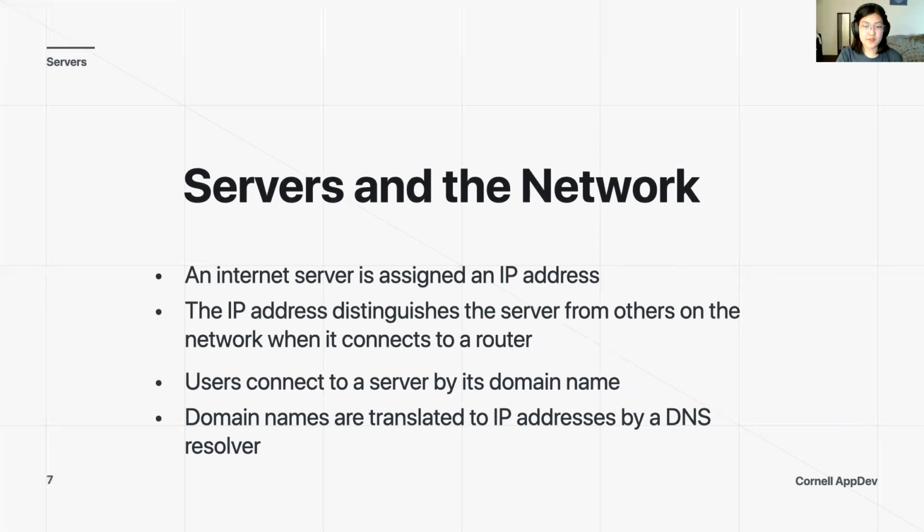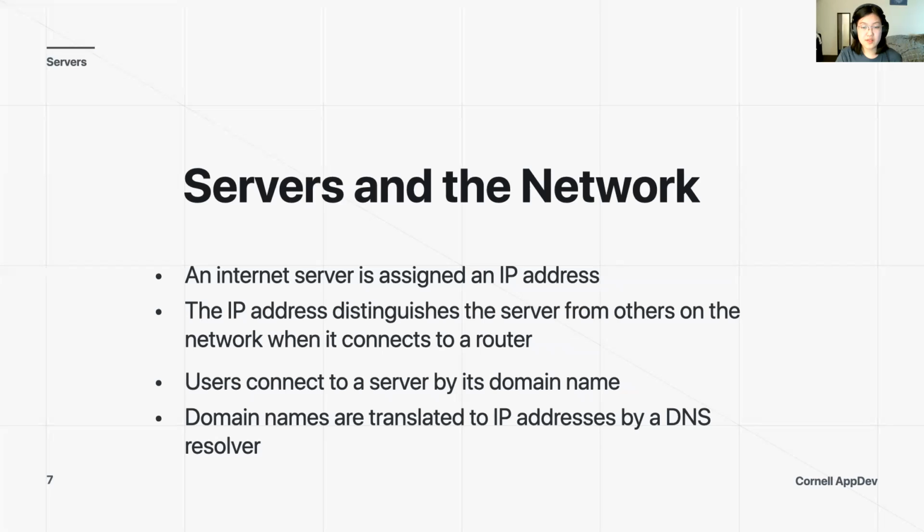Okay, so let's talk about servers and the network. The network is very nebulous, and you've probably heard about some of the terms that we're going to talk about, but we're going to briefly go over them so that we can clear up what exactly these things are. So an internet server is assigned an IP address. Just like a real address, this address is going to separate this internet server from literally all the other hundreds of thousands of millions of servers, just like your house address is going to separate your house from every other house. And so this IP address, again, distinguishes the server from others on the network when it connects to a router.